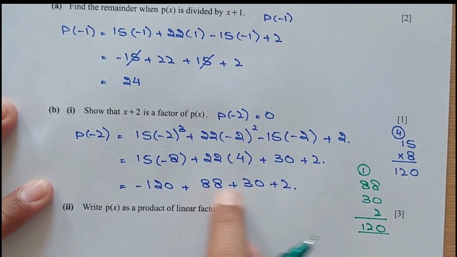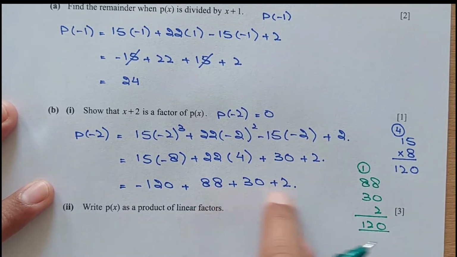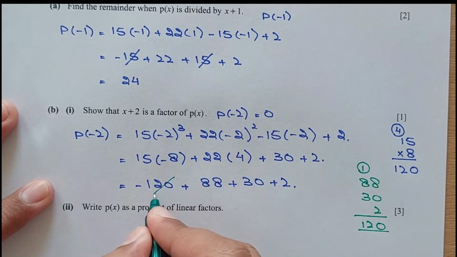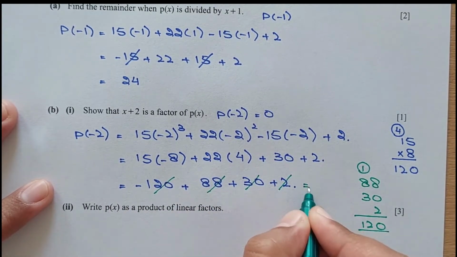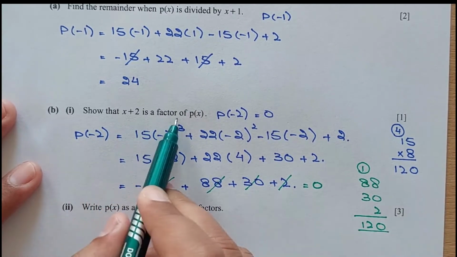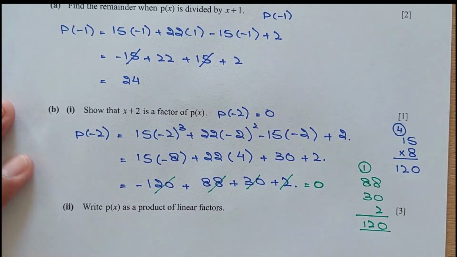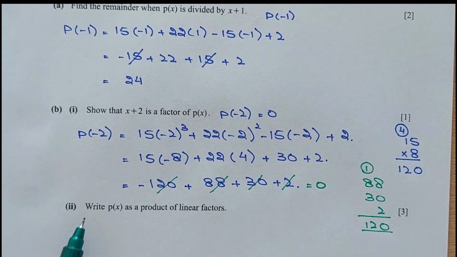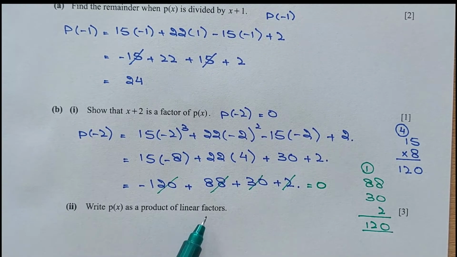So as you can see, the sum of these three terms is 120, and then minus 120. This all equals 0. So we have shown that x plus 2 is a factor of the polynomial p of x, right? Now for the second part, write p of x as a product of linear factors, right?